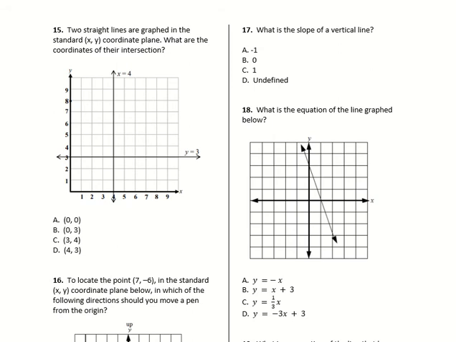17. What is the slope of a vertical line? A, negative 1. B, 0. C, 1. D, undefined.